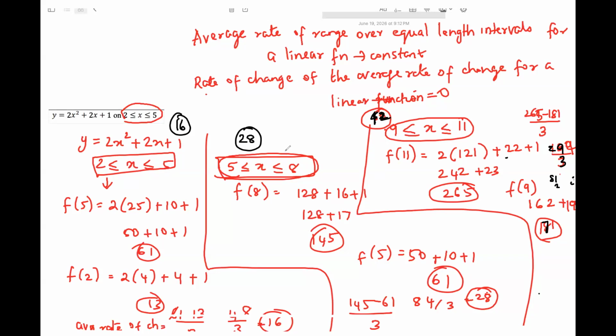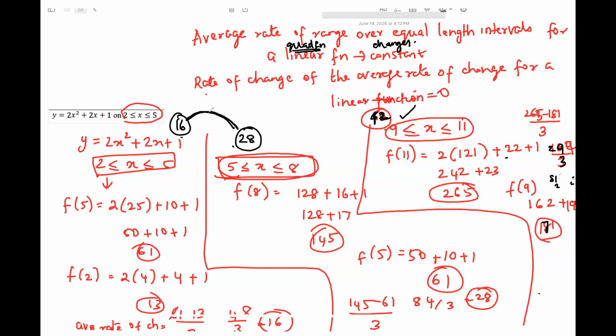I think that's good. See, what do you observe then? If it is 42, that's right. So what do you observe between equal length intervals? See, what happens? 16 and 28, what is the difference? So what is the average rate of change over equal length intervals for a quadratic function? What is it? Average rate of change over equal length intervals for a linear function was a constant. Okay, so here it's not a constant, it changes definitely.